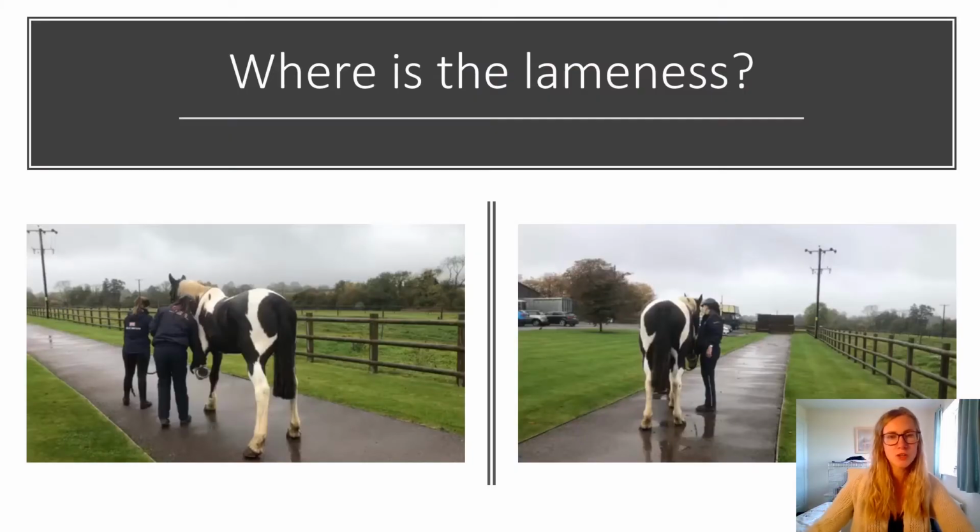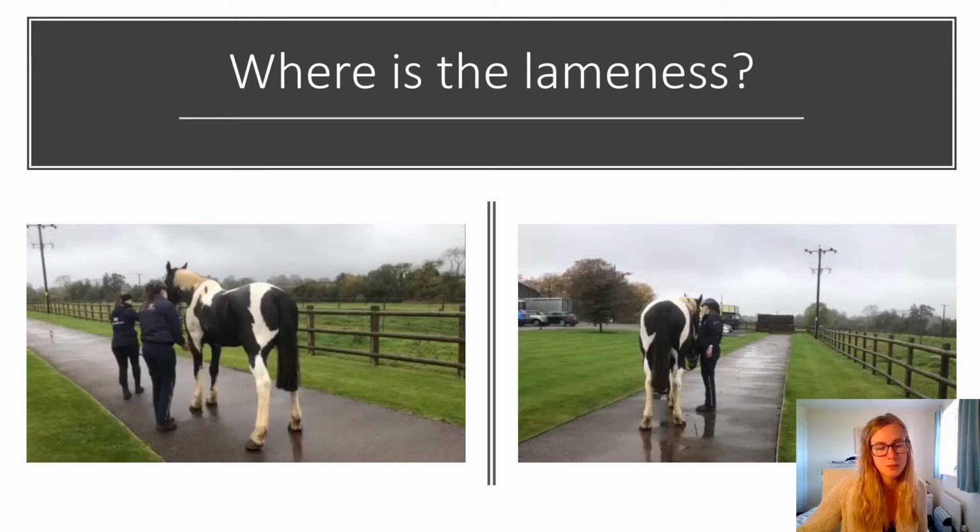Okay, so I've got an owner that's really nicely let me use some videos of their horse when they went for a lameness assessment. So I'm just going to show you these 2 videos. Obviously, they're having a flexion test. One video makes it really obvious where the lameness is, and the other one makes it not so obvious, but I'm going to explain to you why. So here's the first video.